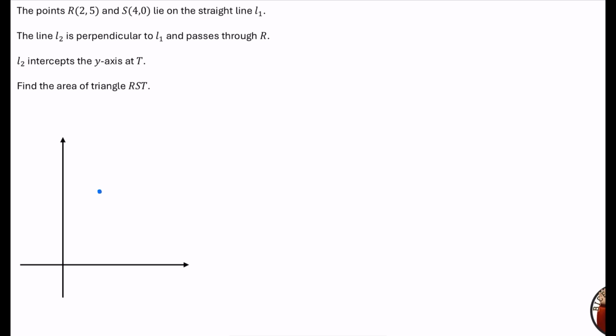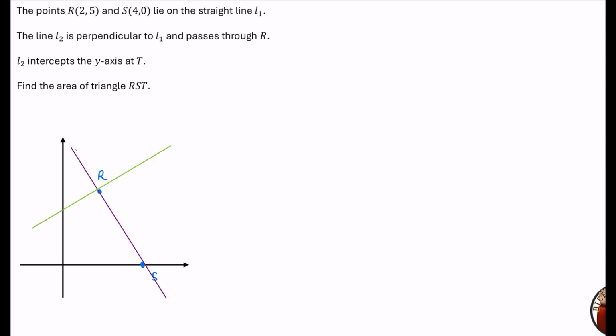Let's just say that it's over here for now. And S is 4, 0. So probably somewhere like this. And it says that they lie on a straight line. Let's do this in, I don't know, let's do this purple color that we've got here. And I'll see if I can move this around so it's sort of going through the points like this. And that is my equation. That's my line 1 that I've got there. It says that L2 is perpendicular to L1 and it passes through R. So let's do this in this kind of green color that we've got like this.